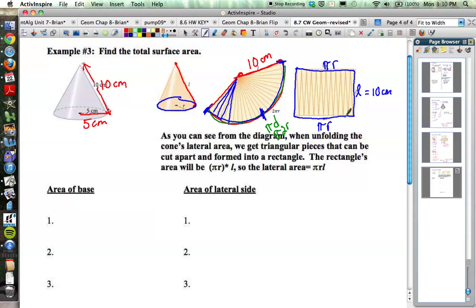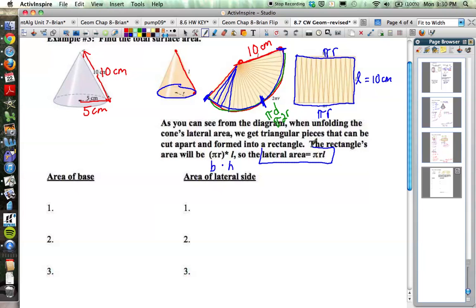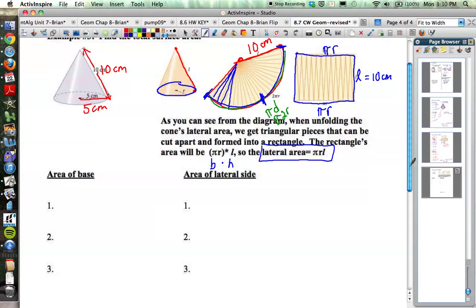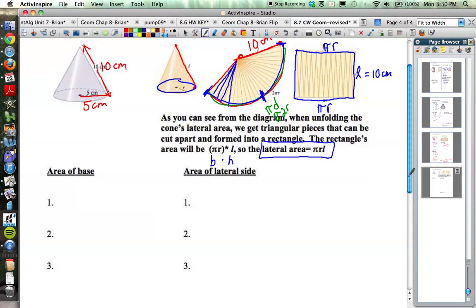All right, so as you can see from the diagram, when unfolding the cone's lateral area, we get triangular pieces that can be cut apart and formed into a rectangle. The rectangle's area will be pi r times L, which is basically base times height of the rectangle. So the lateral area is pi r L. That is a little formula you might need to stock away in your memory bank, because it is different from some of the other formulas. That's something we need to add in here. But hopefully you understood that basic explanation of why it is pi r L.